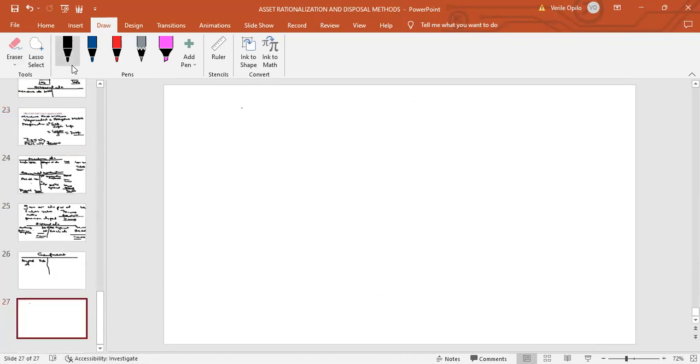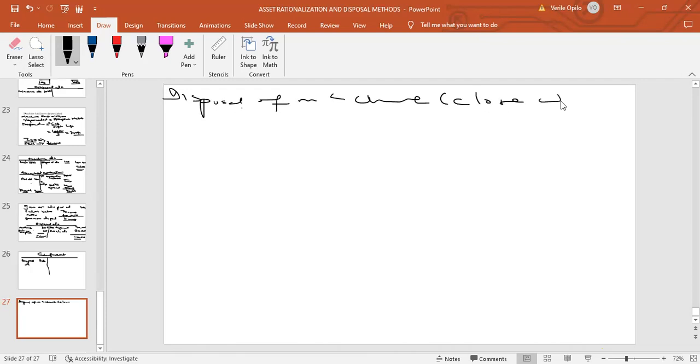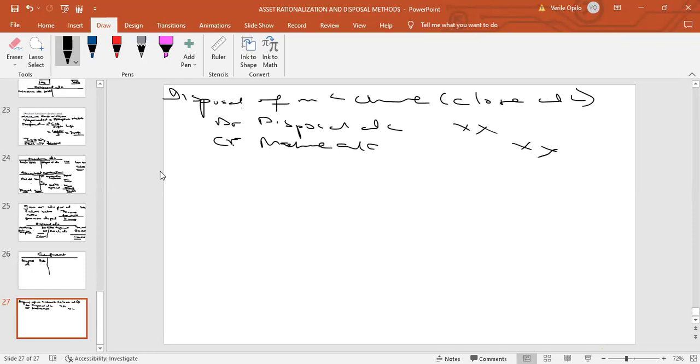So we come here, we can see the disposal of machine. To close the machine account, you're going to debit the disposal account with the amount of the cost of the machine, and then you credit off the machine account. That one will now remove this machine from the books of the business.